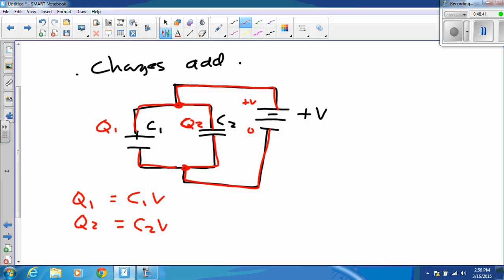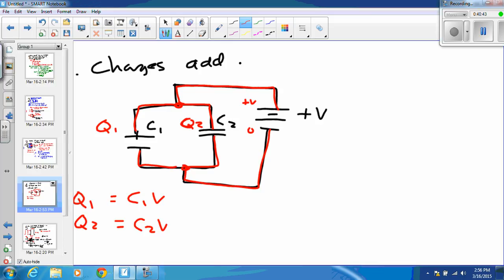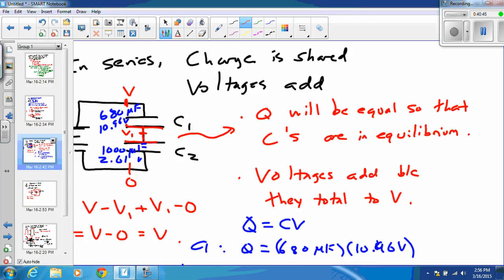How come that didn't work with the series capacitors? Well, if I take these and pull them out of the circuit, then each one has a charge of Q, but they don't each have a voltage of V. They each have a different, lower voltage, because they were in series together.